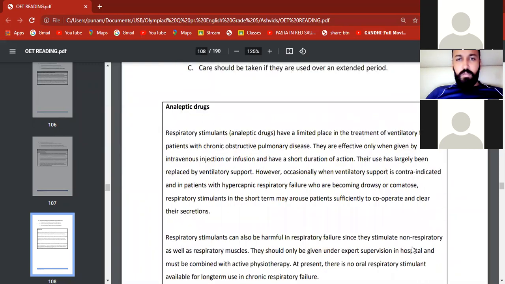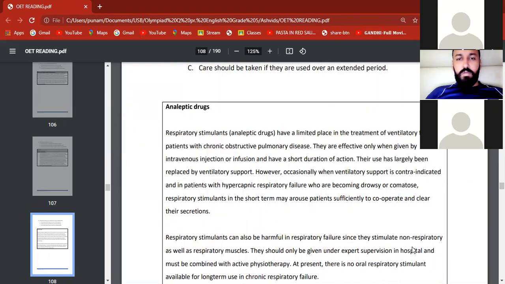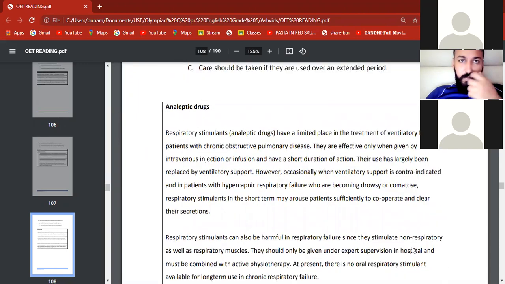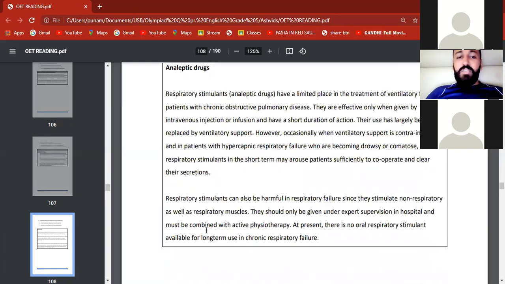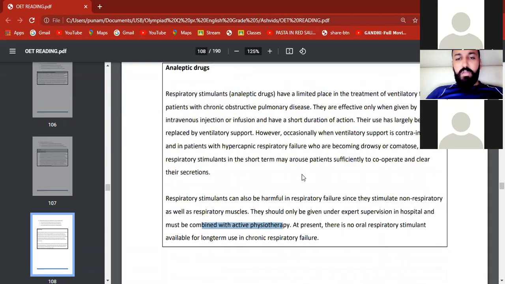But in option B they mention that injection of this drug will limit the need for physiotherapy, and the passage did not say anything about limiting the need. It says it must be combined with active physiotherapy, not limited. So this is a contradiction. We can remove B. Now let's go for the next one.